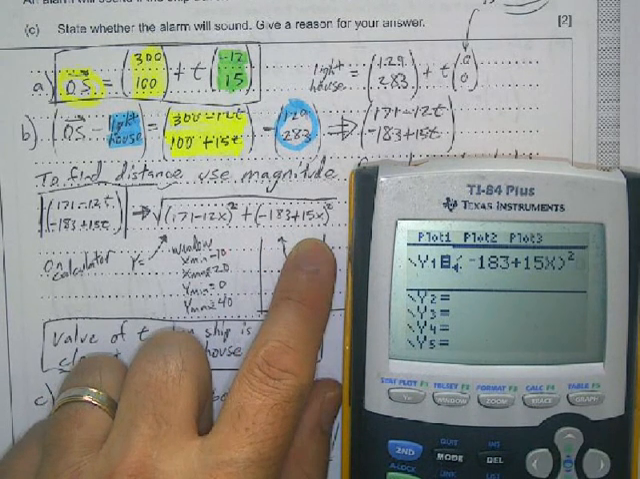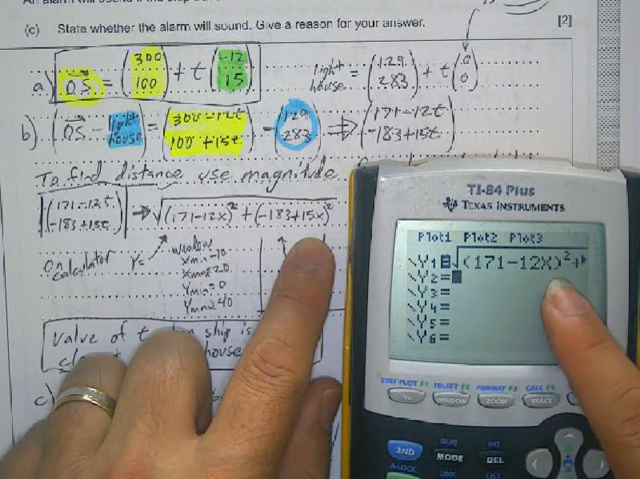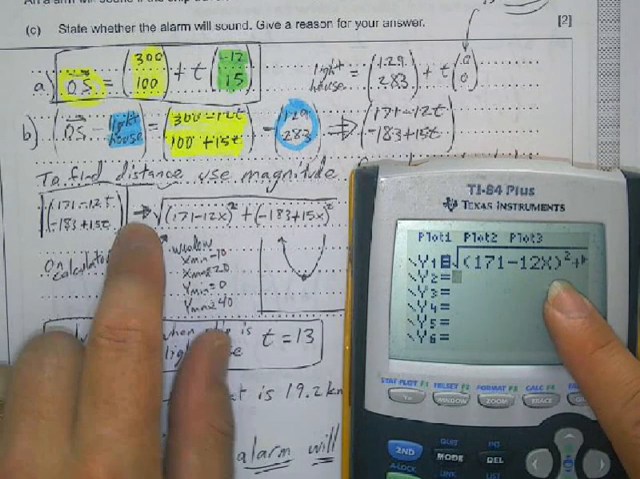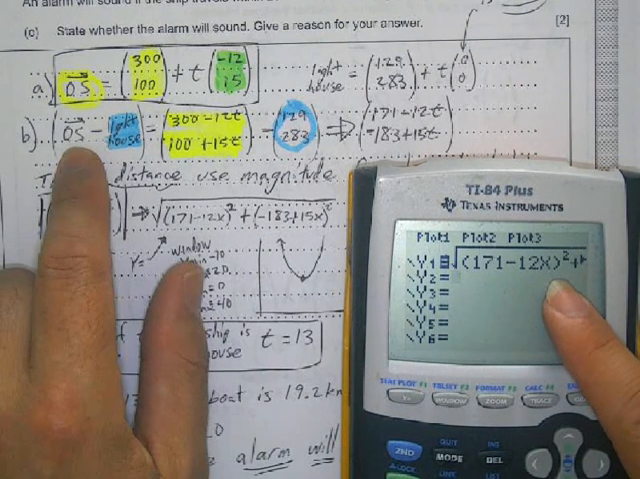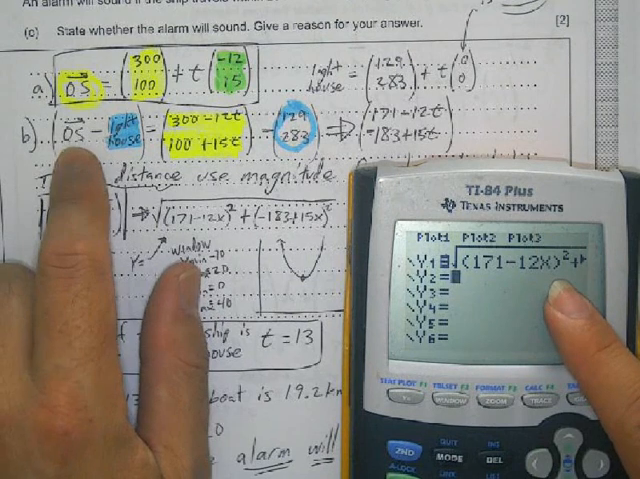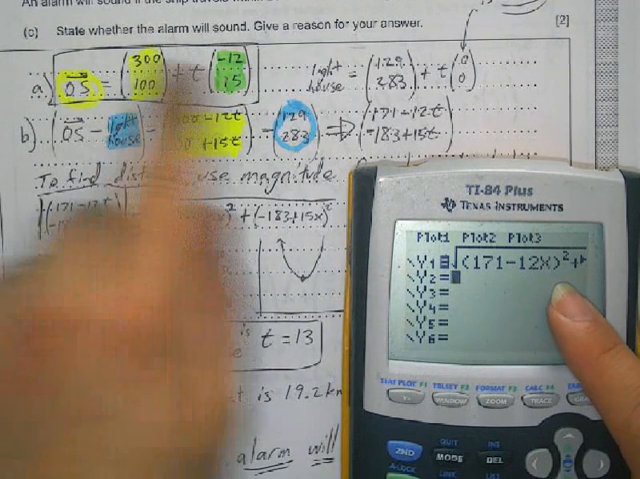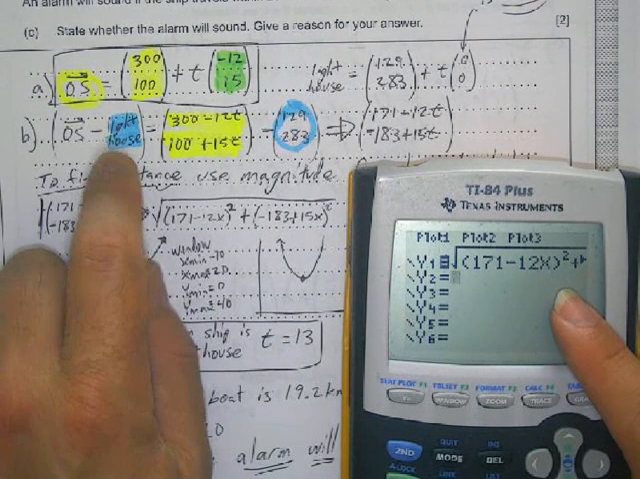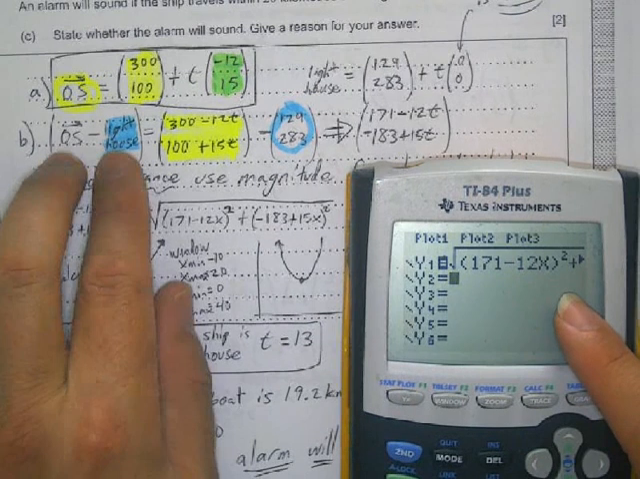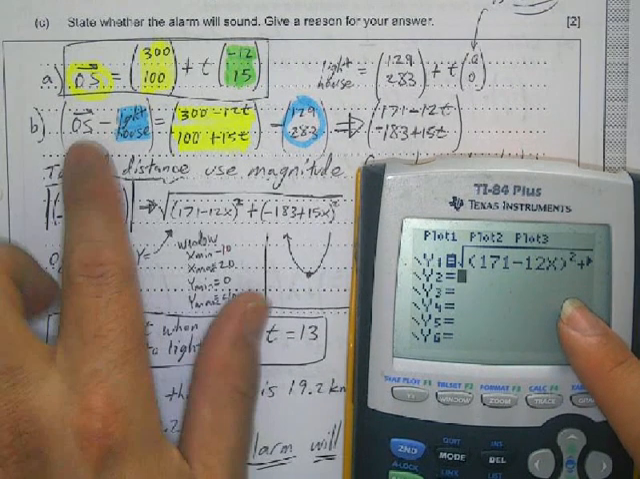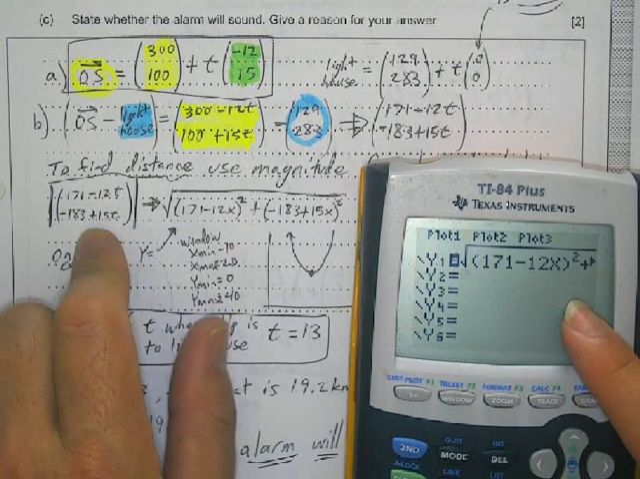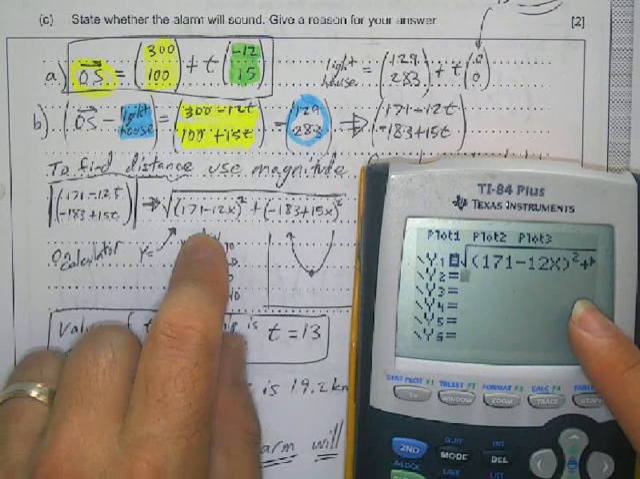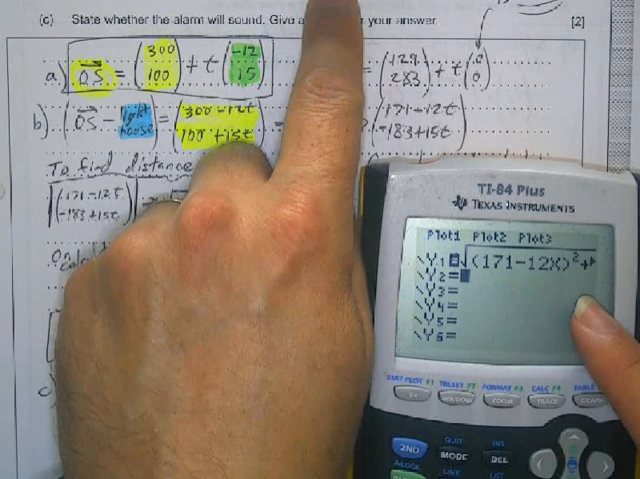enter. So this is the equation of the magnitude, the distance between wherever the ship is, which is OS, and the lighthouse. So this is going to tell me the distance between the ship and the lighthouse, and we're trying to find the closest the ship will get to the lighthouse.